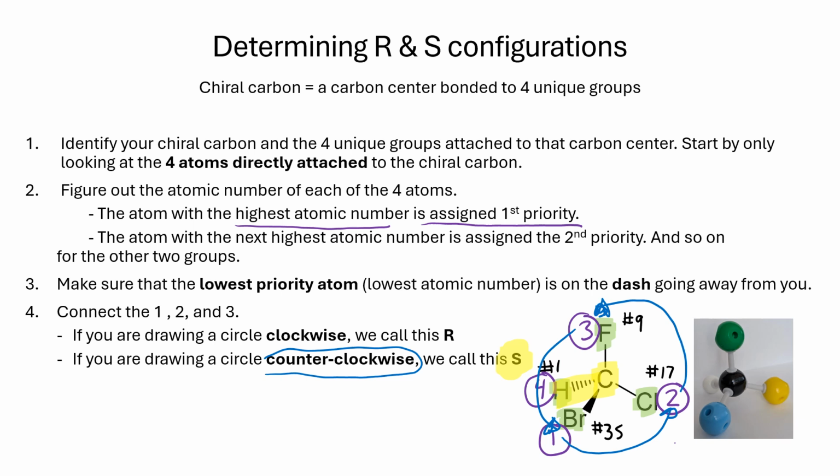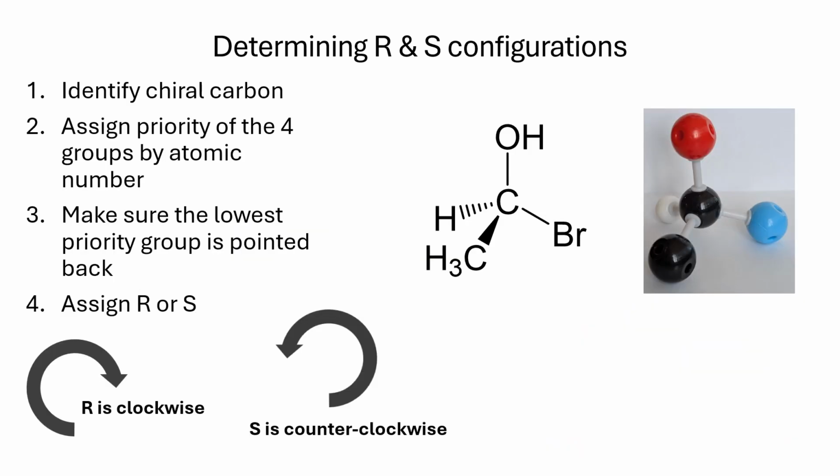Let's do some examples. So here's another example. Our first step is to identify our chiral carbon, usually denoting that with a star. And then I'm going to highlight the 4 atoms directly attached to the chiral carbon. That would be an oxygen, a bromine, a carbon, and a hydrogen. So we've done that. And now we need to work on assigning priority by identifying which have the highest atomic number. Oxygen has an atomic number of 8.